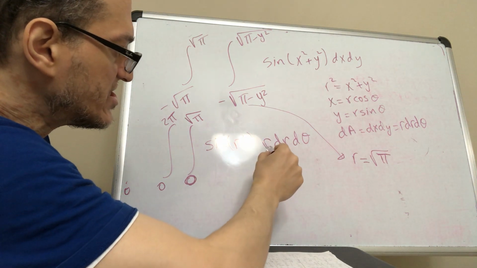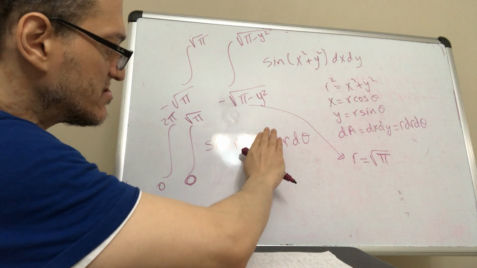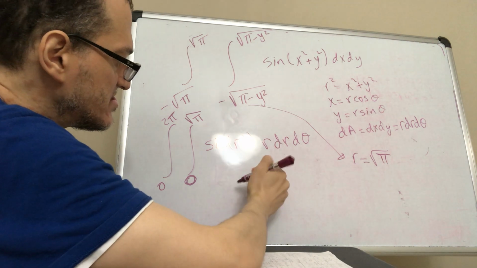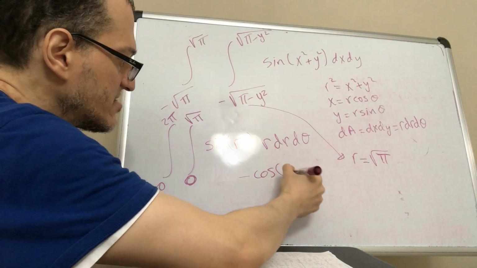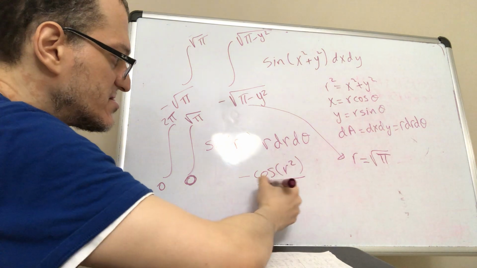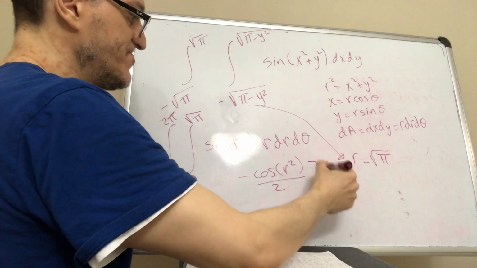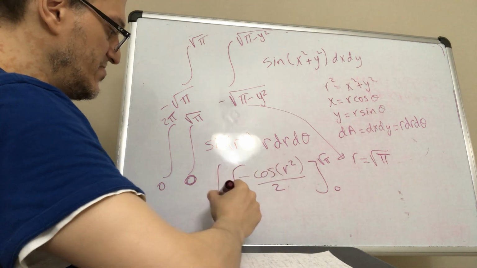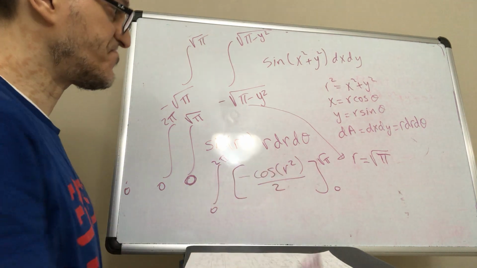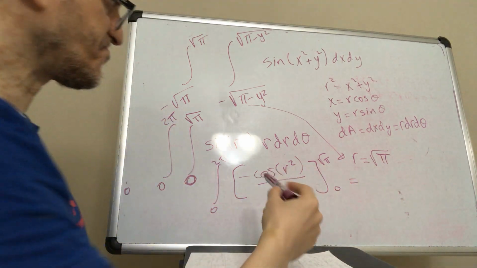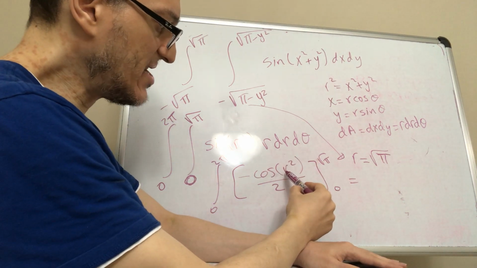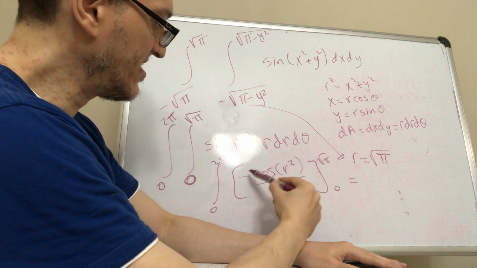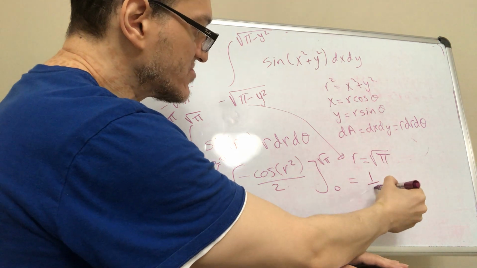So sine of r squared and r outside. Since the derivative is outside, hide the derivative, and the integral of this would be minus cosine, and there is a 2 extra over 2. You put root pi and 0 from 0 to 2 pi. You start plugging. If you plug root pi, square it becomes pi. Cosine of pi is negative 1. And negative becomes 1 over 2.